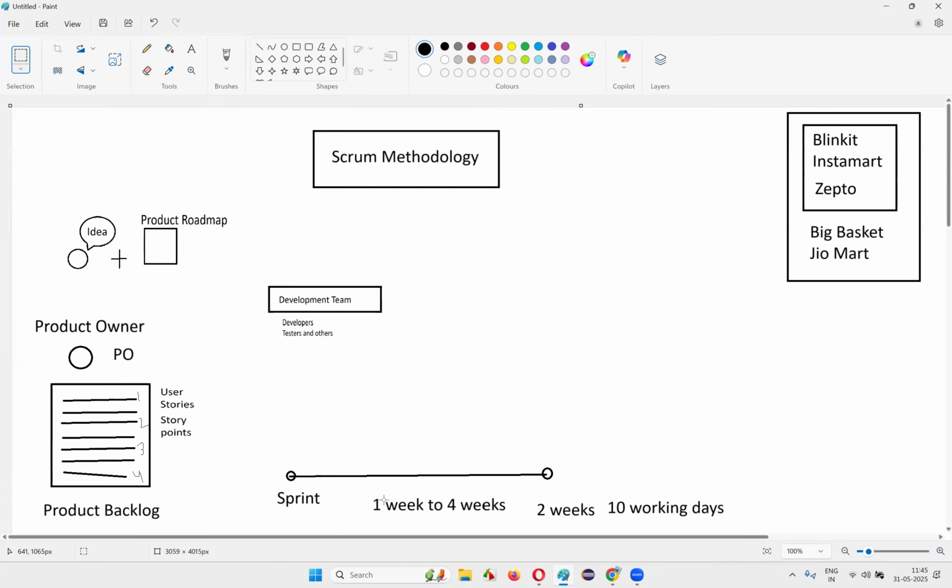So the product owner will think, for 2 weeks, let's allocate some 15 story points. According to the priority, he will pick some stories which add up to nearly 15 story points. Let's say these three stories: this one has 5 story points, this one has 3, this one has 10. Let's say the total is 15. So 1, 2, 3 stories.